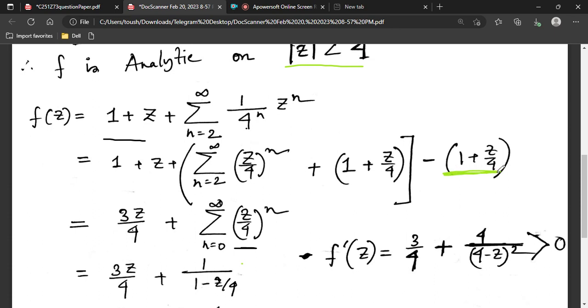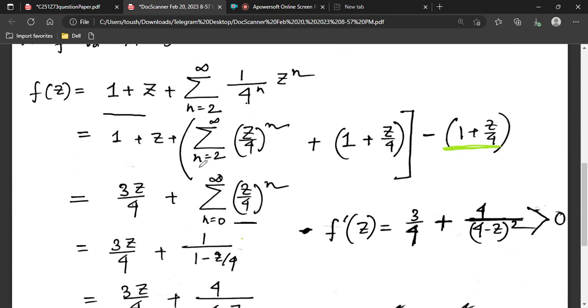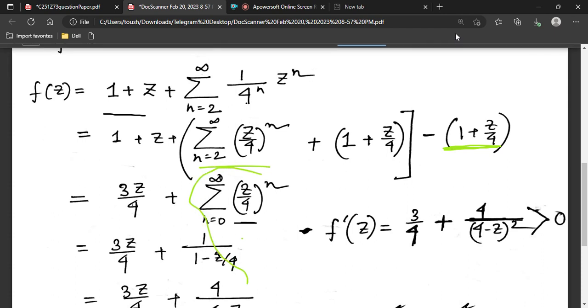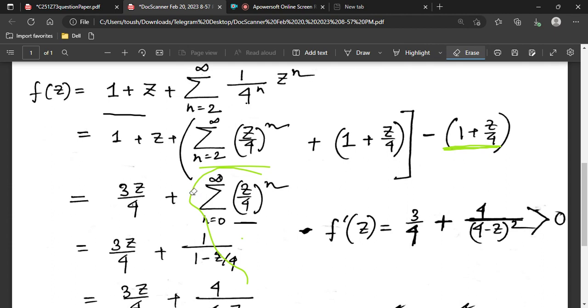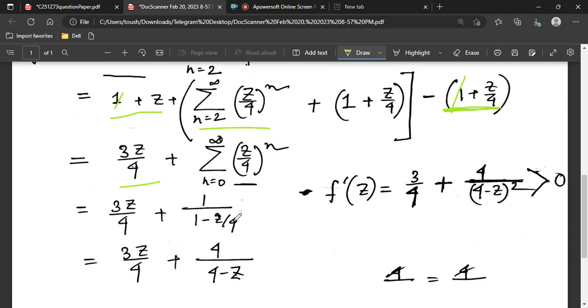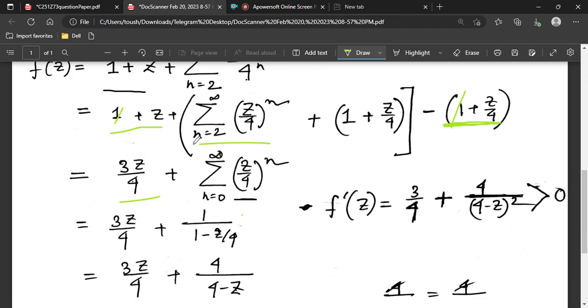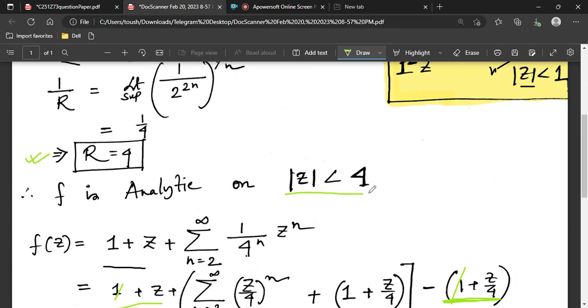by 4. So now I write this term as this, summation z by 4 to the power n. Okay, now if I write this like this, so I calculate these two terms. So here minus 1 plus 1 got cancelled, and z minus z by 4 is 3z by 4. Now this summation z by 4 to the power n, I can write it as 1 by 1 minus z by 4, because our f is analytic when z by 4 is less than 1.